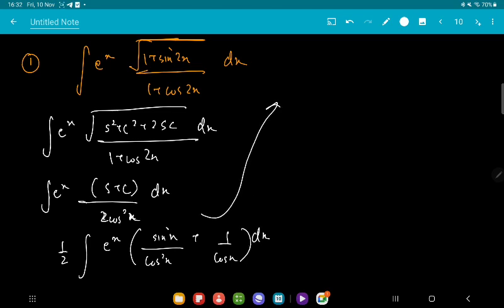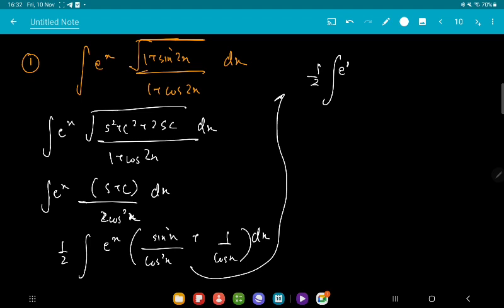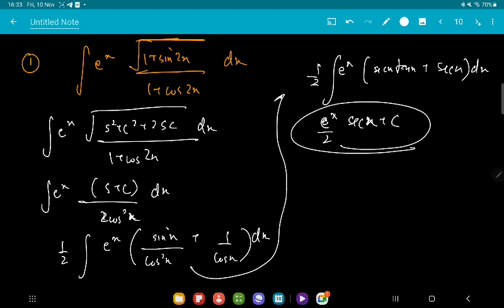So once you solve it from here, you will get 1 upon 2 integral of e to the power x (sec x tan x plus sec x) dx. So your final answer will become e to the power x by 2 sec x plus c. This will be your answer. Okay.